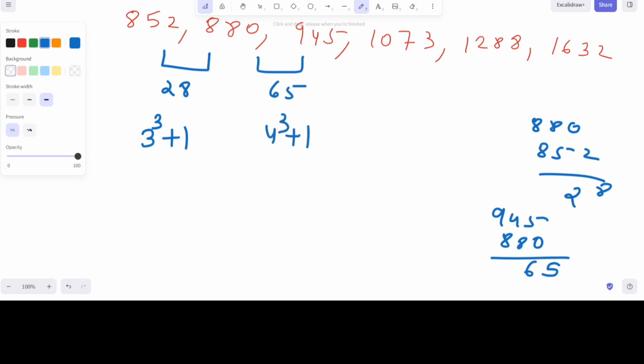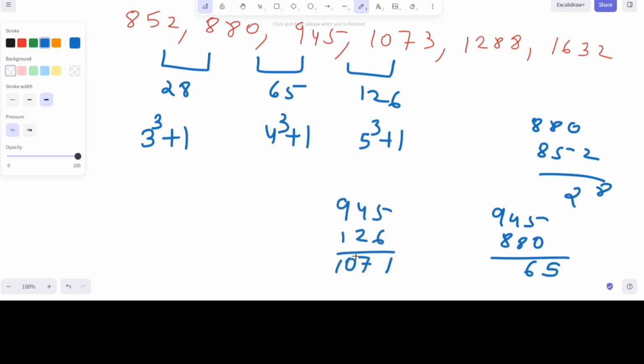So similarly, this difference should be 5 cube plus 1, right? That is 126. So 945 plus 126. This is 1071, but we got here 1073. So this must be the wrong term, right? So this must be 1071.